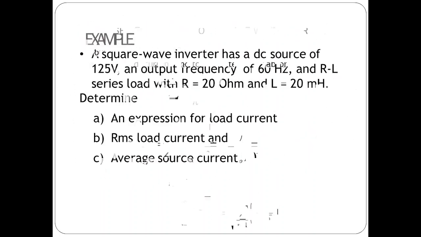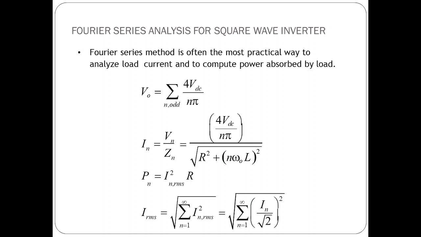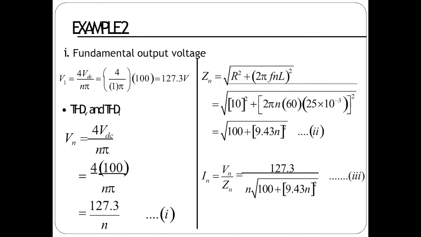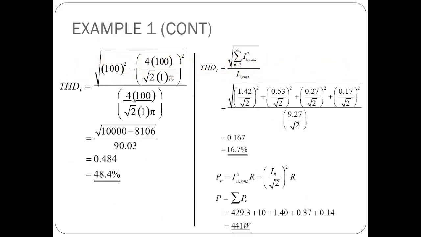This formula is given here, where you will be having 4 VDC by n pi also mentioned there, and this 4 VDC by n pi is to be applied there. By applying the 4 VDC by n pi, you get the 48.4% of the total harmonic distortion percentage.